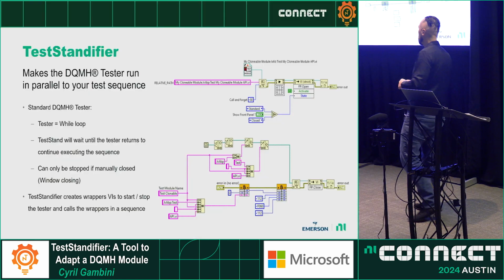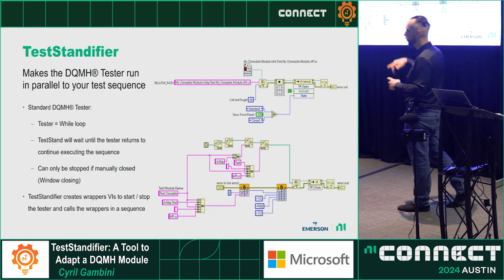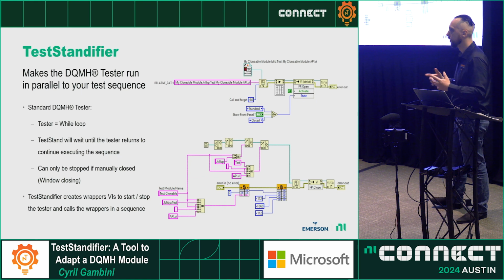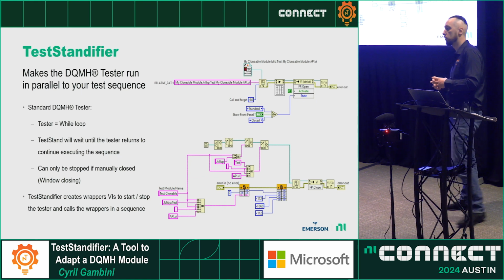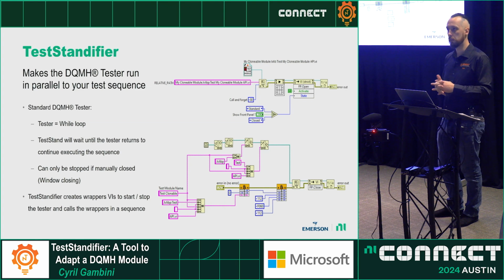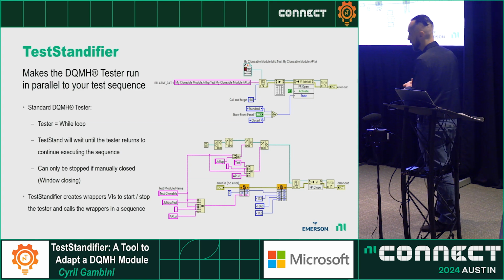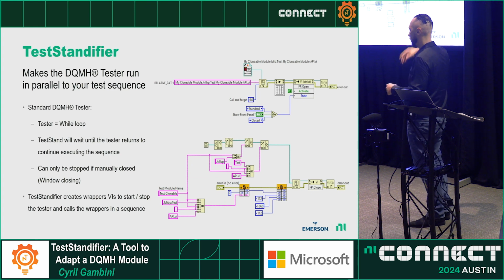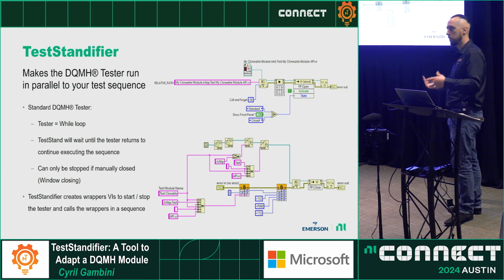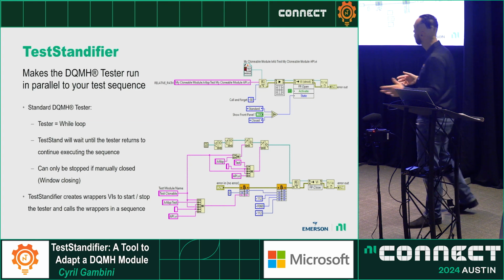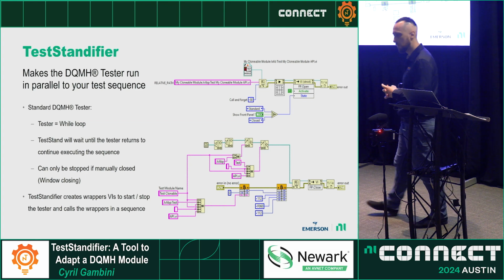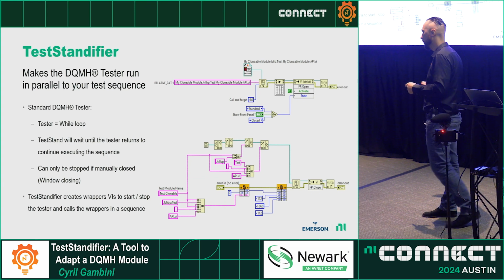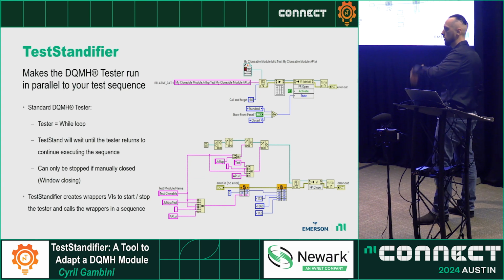What we are doing here is that we are retrieving the window of the tester, and thanks to a Windows API call, we simulate that you click on the panel close button. So this way it stops the loop, and right after that we can close the panel. So now with the TestStandifier, you've got two new functionalities that are exposed into TestStand: you can launch a tester from your sequence, but you can also stop the tester from your sequence.